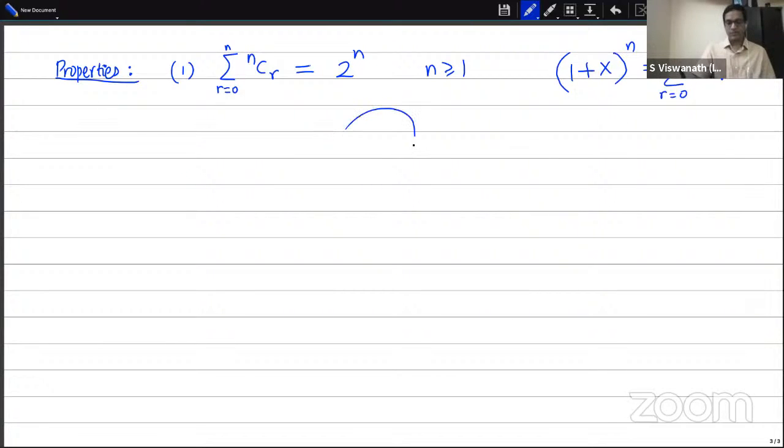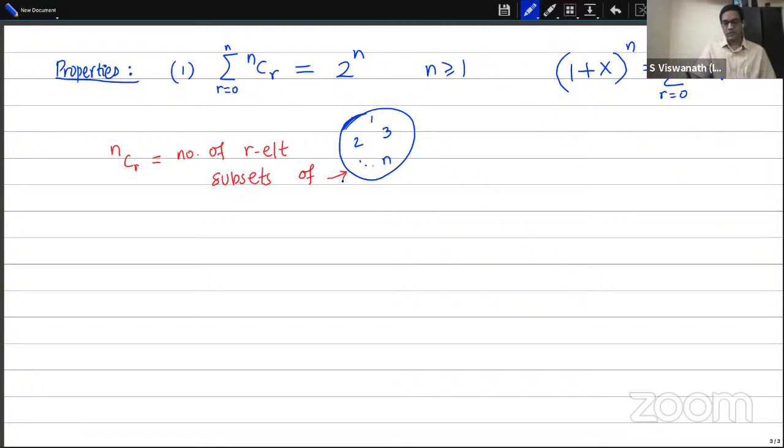So I have n objects or a subset. Let's say I have a set. So I have a set containing the numbers 1 through n. Now, let's start with the left-hand side. What does the left-hand side tell you? N choose R is the number of R element subsets of this set. Right? So for each R, let's think of it like this. N choose R is nothing but the number of ways of choosing R objects. So that means it's the number of R element subsets of this set 1 through n.